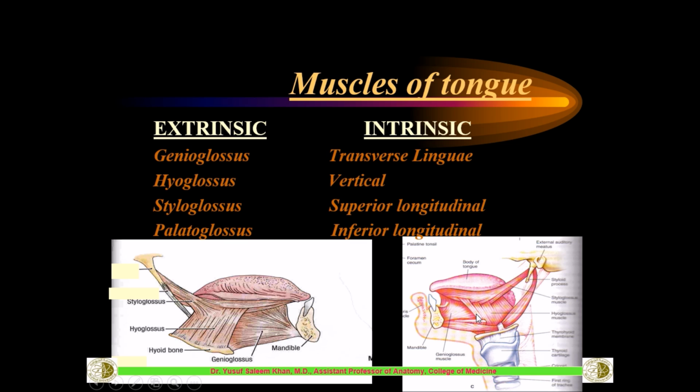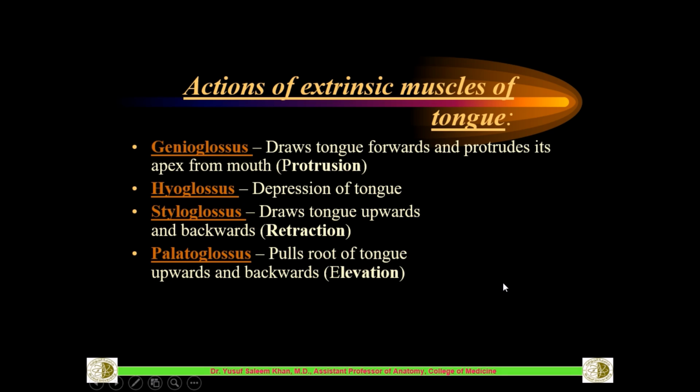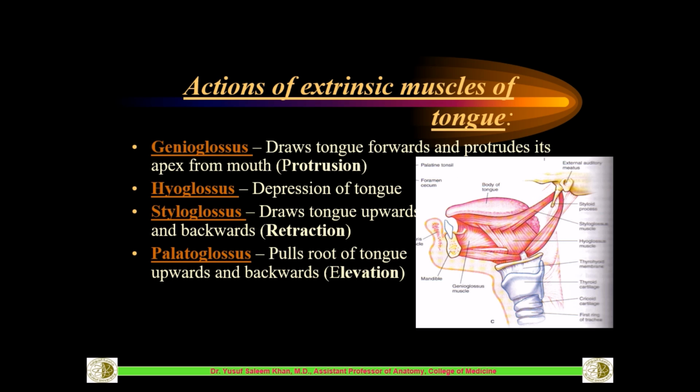So here also you can see, this is the styloglossus muscle, this is the genioglossus, and here we have the hyoglossus. So all these muscles and palatoglossus will be coming from above. So what are the actions of these extrinsic muscles of the tongue? Why are there so many extrinsic muscles? As I said, they help in the twisting and turning of the tongue.